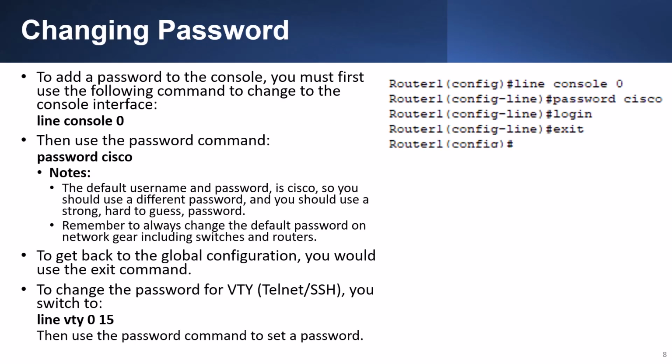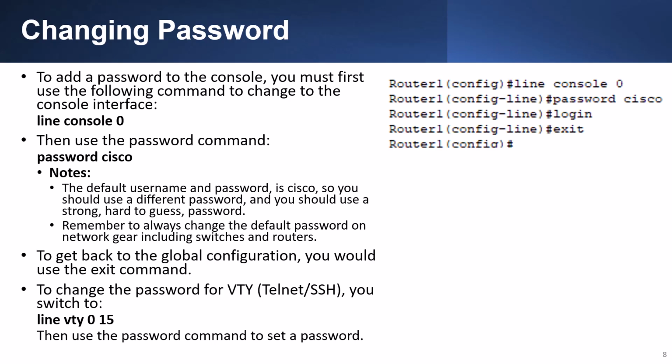To add a password to the console, you must first use the following command to change to the console interface: line console 0. Then use the password command, password Cisco. Note: the default username and password is Cisco, so you should use a different password, and you should use a strong, hard to guess password. Remember to always change the default password on network gear, including switches and routers. To get back to the global configuration, you would use the exit command.